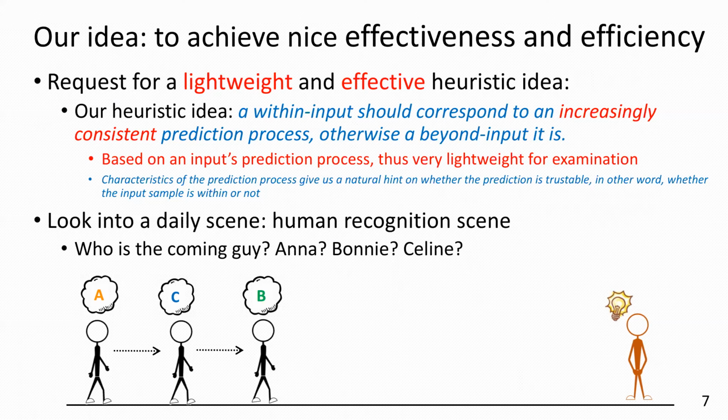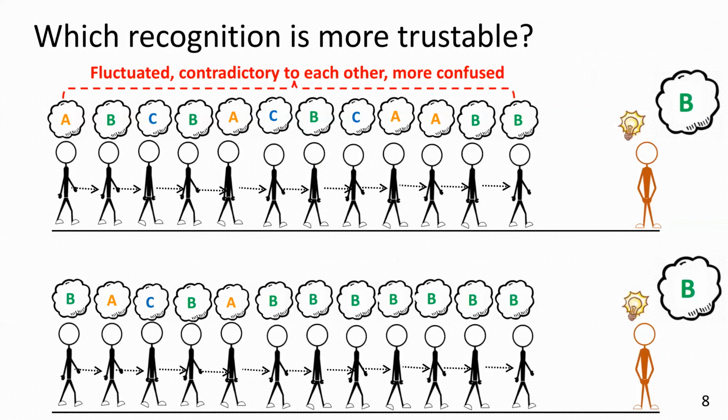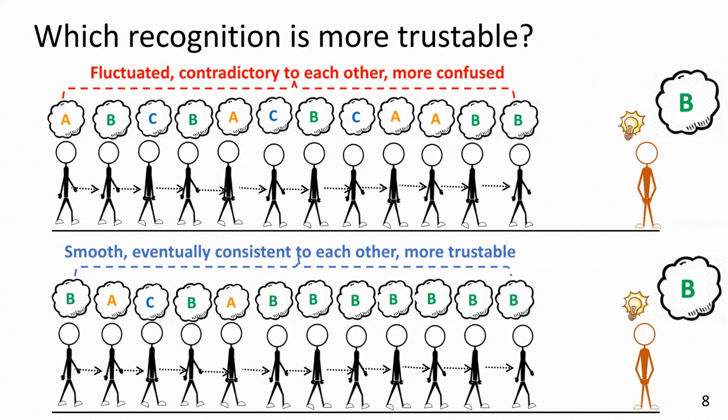In this work, our idea is that a within input is an input that corresponds to an increasingly consistent prediction process. To better understand our idea, we illustrate using a daily human recognition example. Here, there is a guy walking closer and closer, and we are trying to guess who is this coming guy. Here are two different recognitions. Although they both get the final B result in the guess, they actually differ from each other. The above one is more fluctuated. We can be easily confused during the process. The below one is much smoother, and we can find it more trustable.